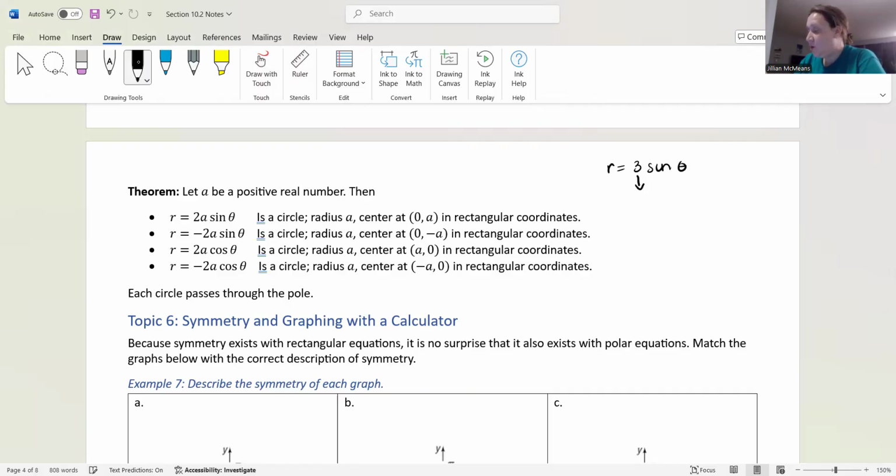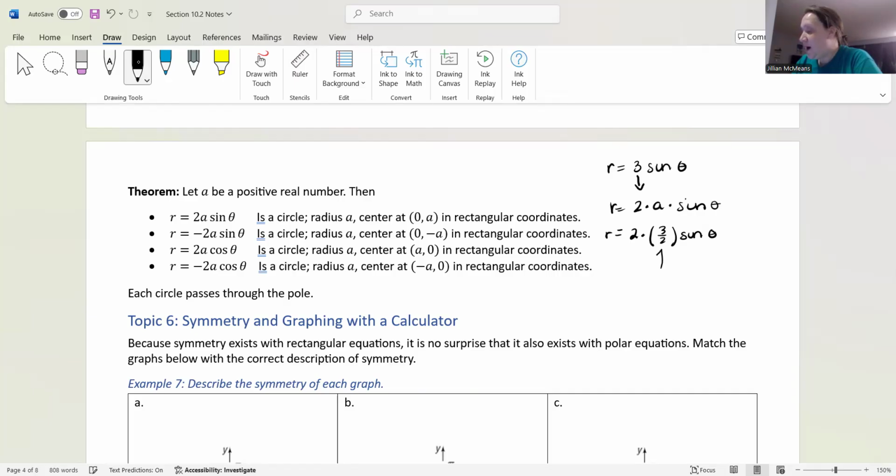So we need to find a way to take this and write it as 2 times a times sine of theta. So how on earth do we turn a 3 into a 2 times an a? You factor a 2 out. So you basically take 3, divide out a 2. Okay, so we would get r equals 2 times, well, if I take 3 and I factor a 2 out, that makes it 3 halves. So we would take 2 times 3 halves. When you multiply it, it still equals 3, but we have it in the correct format.